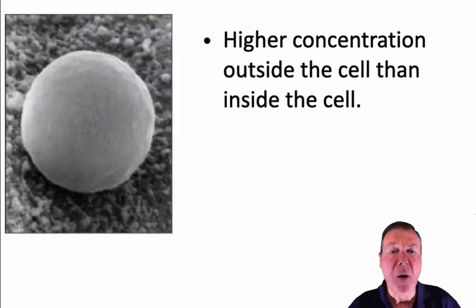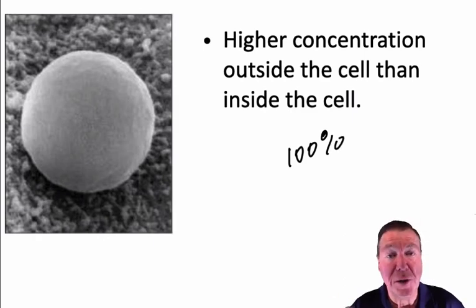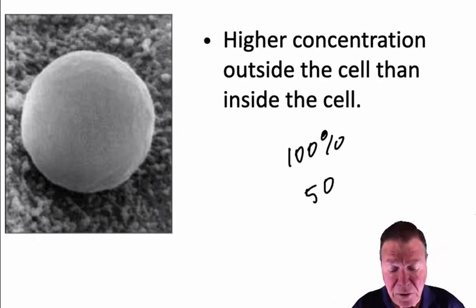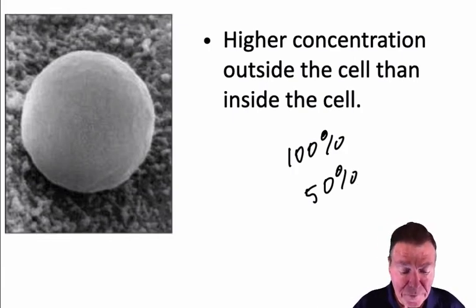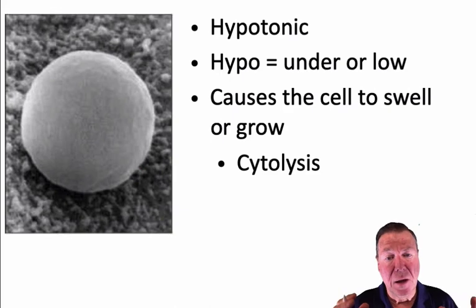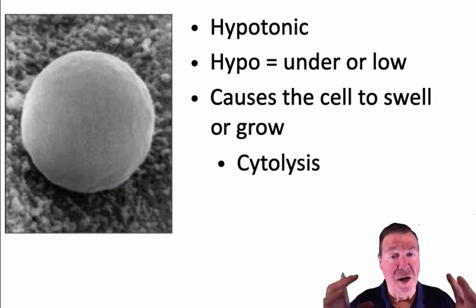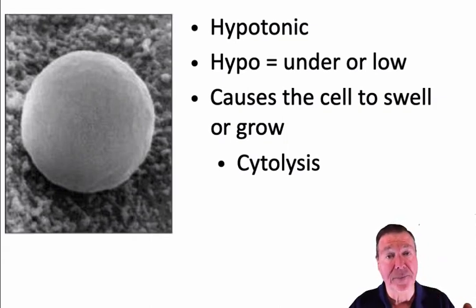All right, you need to remember that, and I've got a way to help you remember that. What happens if the concentration is higher outside the cell? So let's say it's a 100% water solution. It's pure water, and it's only back to the original 50% inside the cell. Well, the water would go in. That causes the cell to swell. So a hypotonic solution causes the cell to swell up, all right? And that can cause cytolysis. Cytolysis is when the cell actually bursts. It's like blowing up a balloon so much that the balloon bursts, all right?